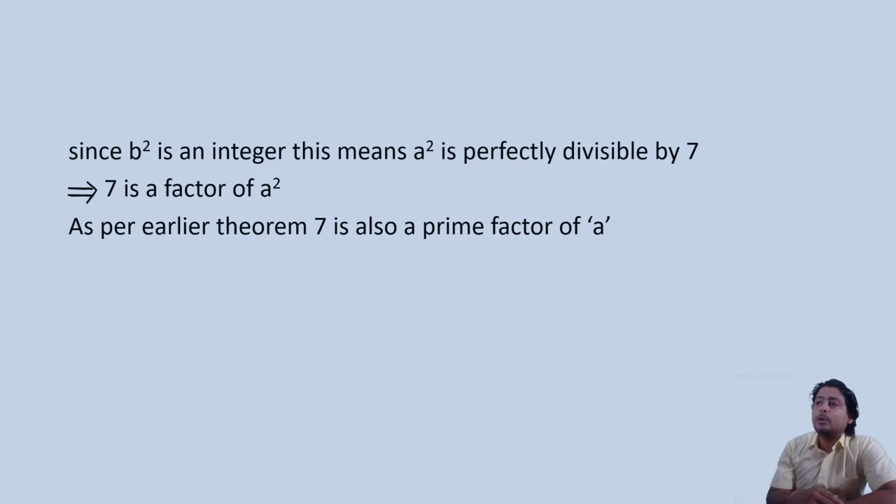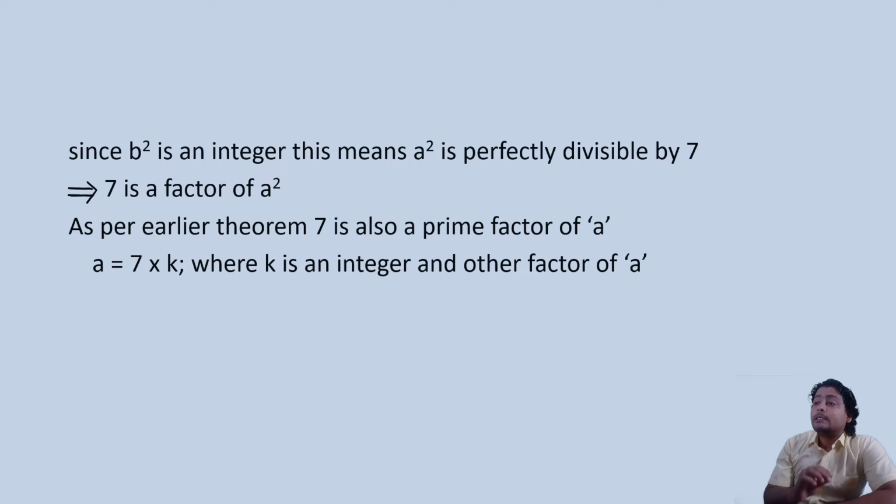Here also, if 7 is a prime factor of a square, then 7 has to be a prime factor of a only. So the next statement will be that as per the theorem, 7 is also a prime factor of a. Now since 7 is a prime factor of a, we can express a in the form of 7 and another factor k, where k should be an integer, right?